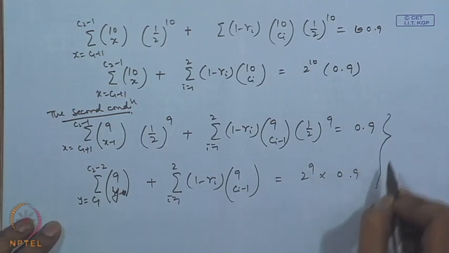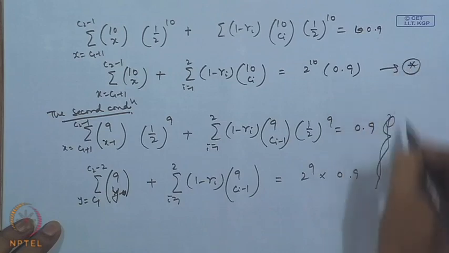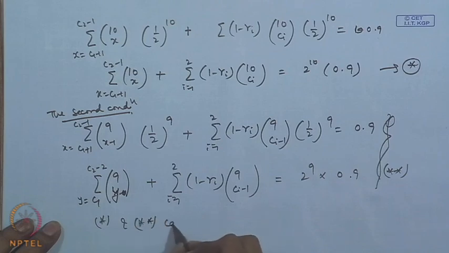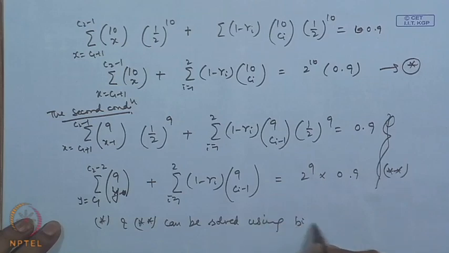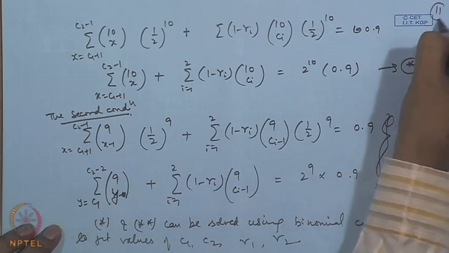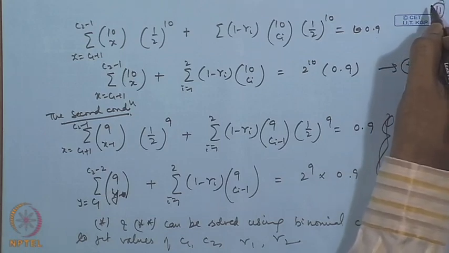So, these two conditions, condition star and double star, can be solved using binomial coefficients to get values of C1, C2, gamma 1 and gamma 2. So, in this problem I have demonstrated that a uniformly most powerful unbiased test exists.